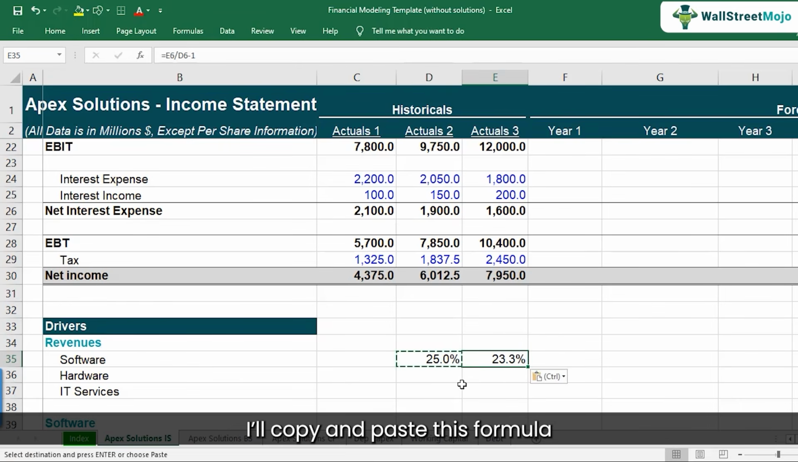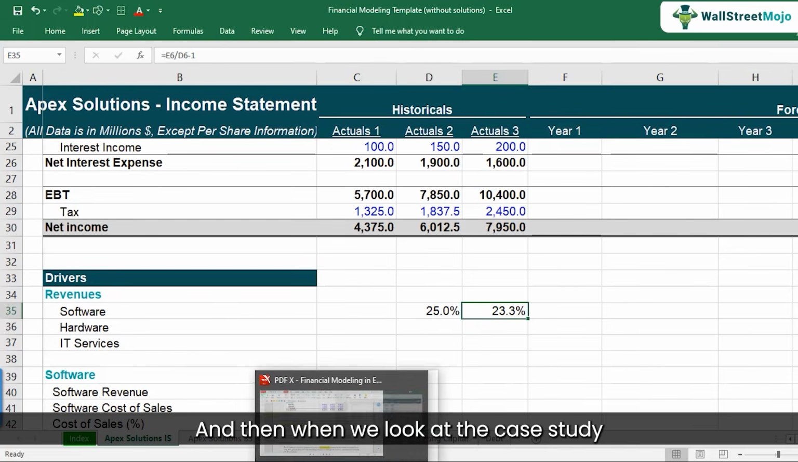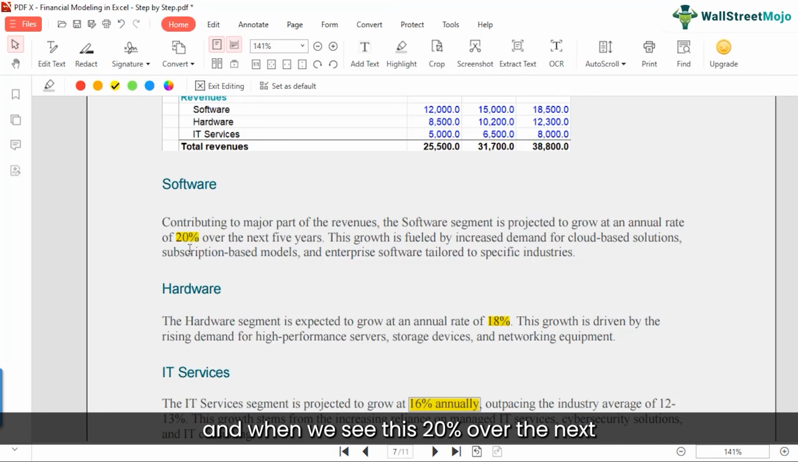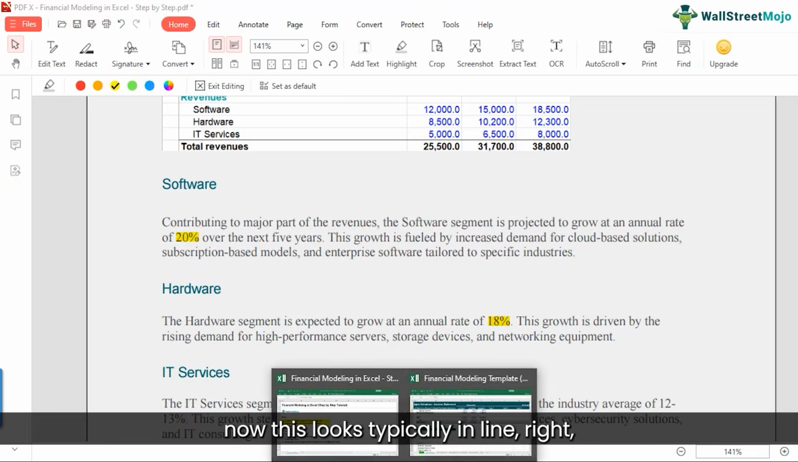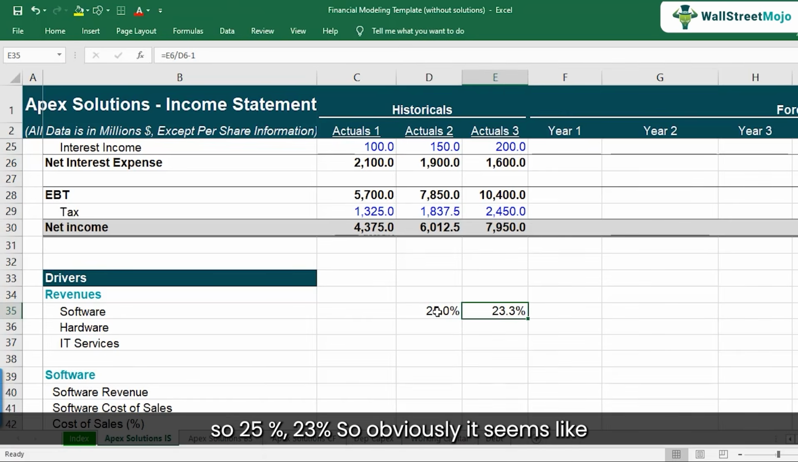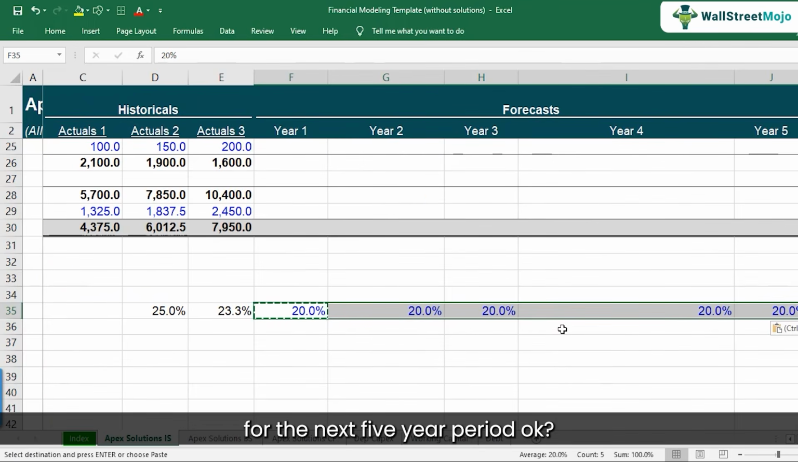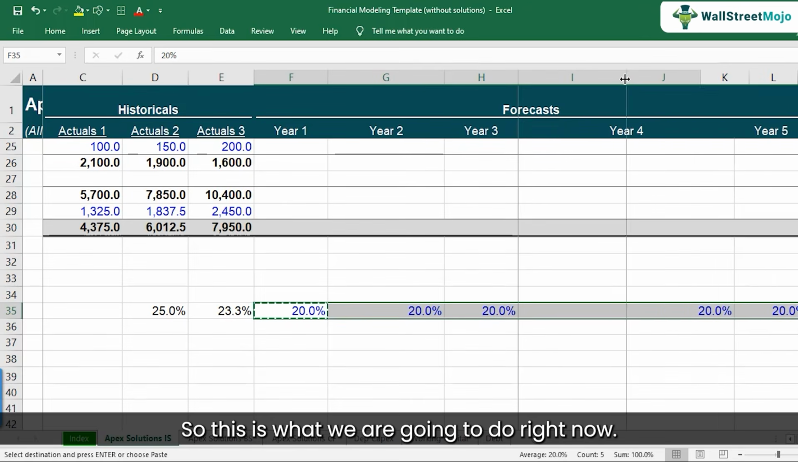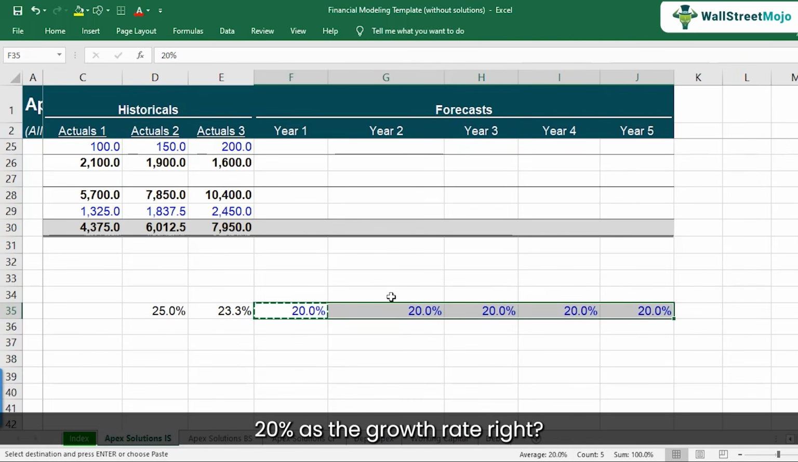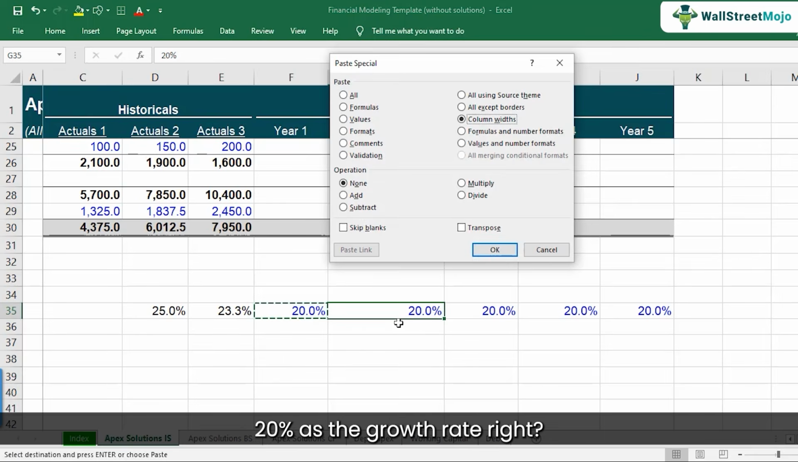I'll copy and paste this formula for the other year, and we see that now it is 23.3%. When we look at the case study and see this 20% over the next 5-year period, it looks typically in line. So 25%, 23%. Obviously the software segment is growing at a faster pace. So here we are going to put the assumption of 20% for the next 5-year period. We have put 20% as the growth rate.